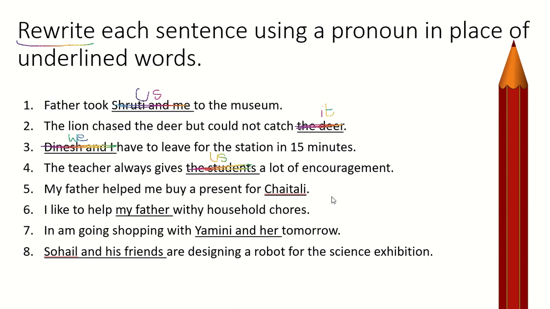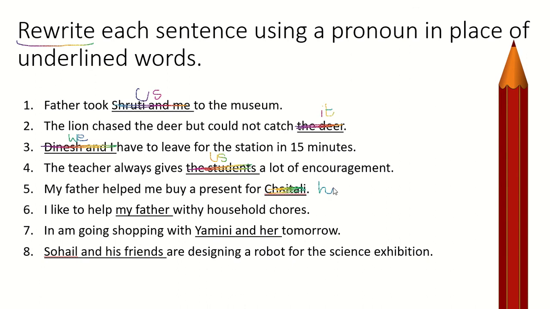My father helped me buy a present for Chaitali. Chaitali is the name of a girl, okay? So, my papa ne mujhe help kiya ki main Chaitali ke liye ek gift khareedu. So, ye gift kiske liye ho raha? Chaitali ke liye. Okay? I will not write buy a present for she. Isse milne wala hai. She is going to receive it. Okay? So, I will write her. H-E-R. Her.